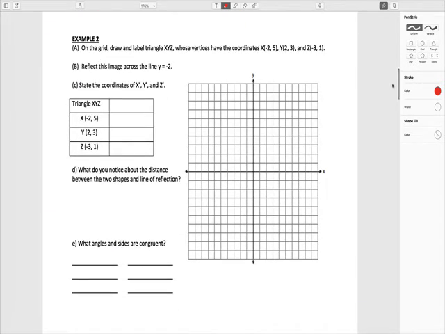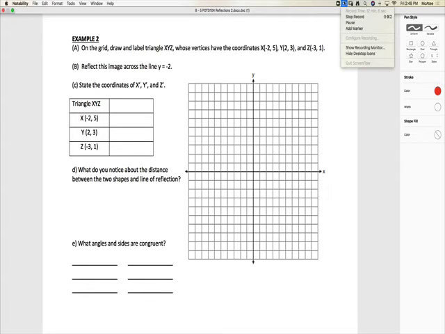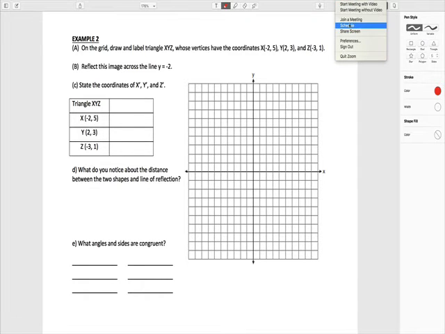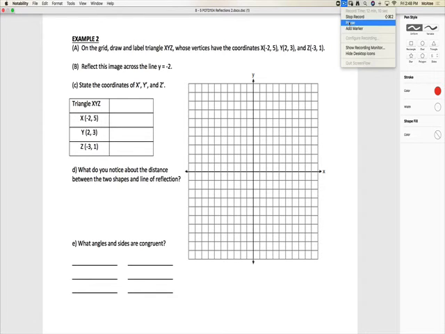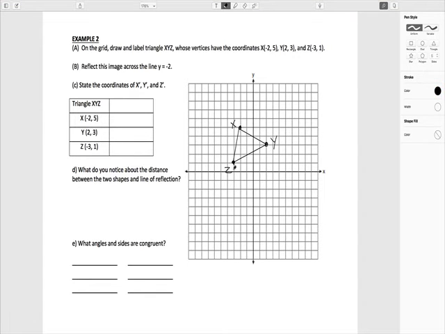Let's do one more. Example 2, go ahead and pause this and plot the triangle XYZ, and then we'll reflect it. Okay, there's our triangle. Hopefully we found that, and it looks similar to this. We want to reflect this now across the line y equals -2.